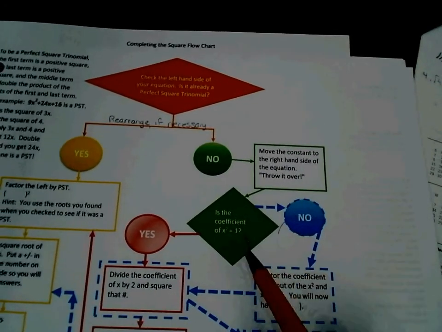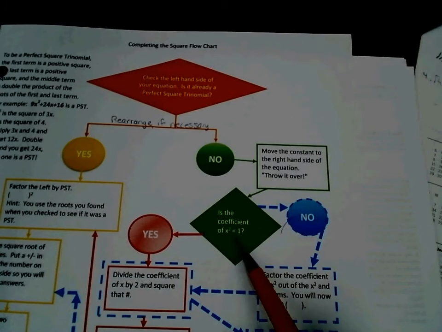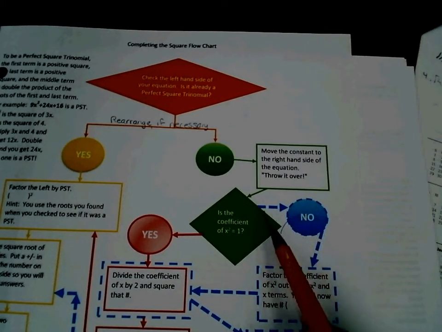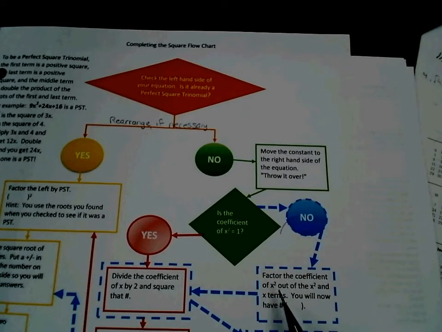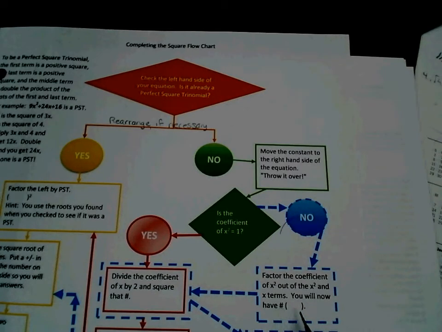So, is the coefficient of x squared equal to 1? No. So, I follow the blue. No. It says factor the coefficient of x squared out of the x squared and x terms. You will now have a number in parentheses. Okay, so let me show you what I mean by that.